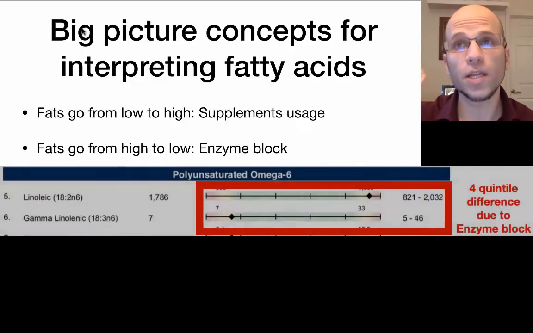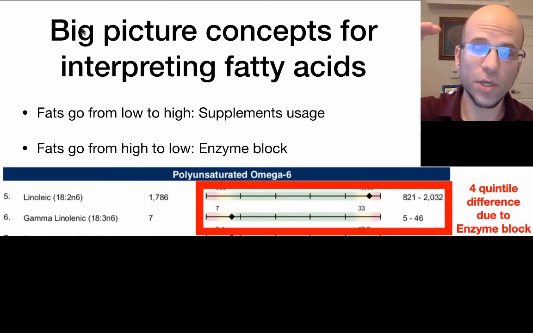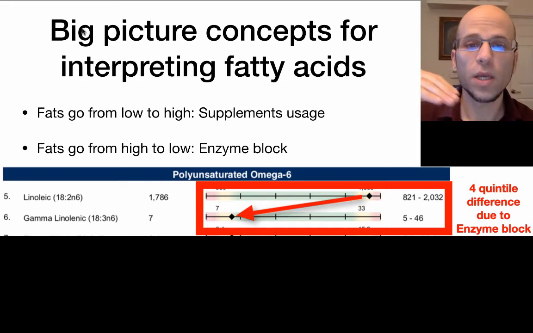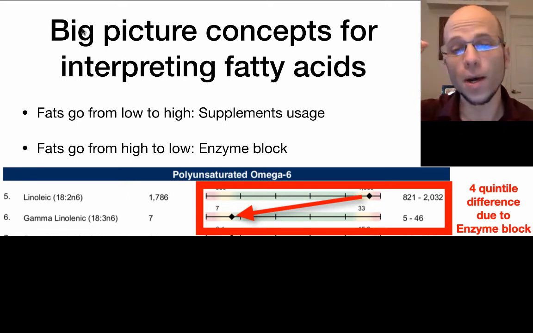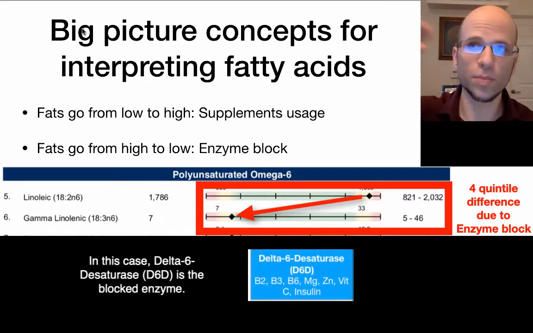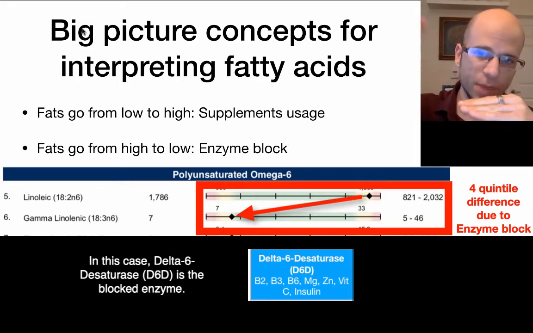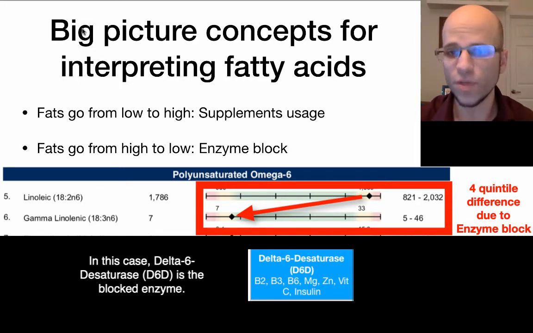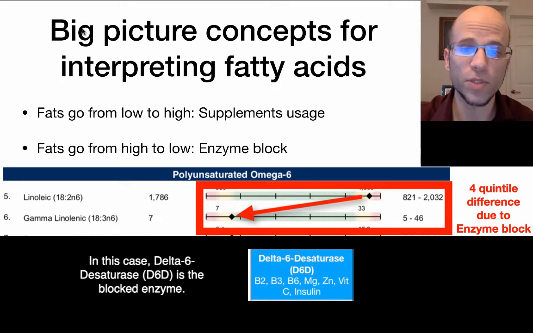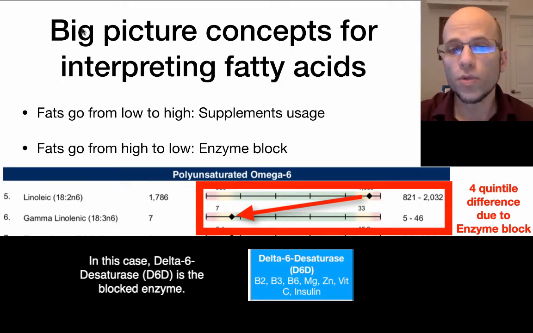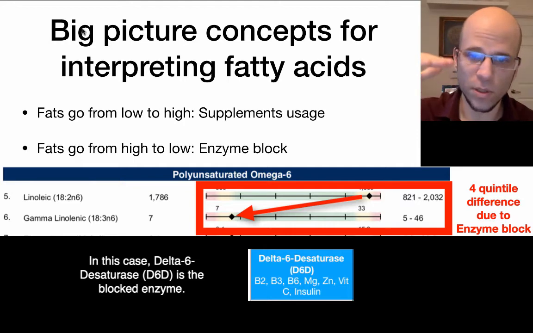The second concept is that if in the progression something goes from high to low, meaning more than 2 quintile difference, like if someone's LA goes from fifth quintile down to first quintile in one enzymatic step, from say LA to GLA, like my case study is, that's an enzyme block. So there's a buildup in the fatty acid, and it can't progress to the next step because the enzyme is blocked, because it needs cofactors, usually B vitamins. Depending on which one it is, it could be B vitamins or B vitamins plus zinc, magnesium, and vitamin C, or just B vitamins and vitamin C. So that's the second concept: from high to low, 2 quintiles or more, it's an enzyme block.